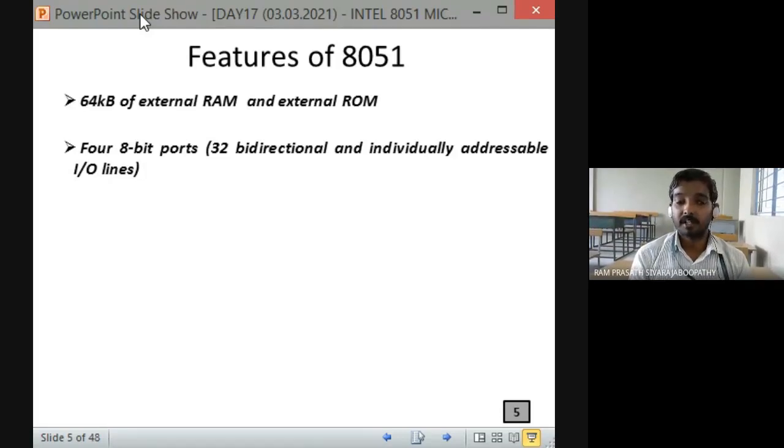Okay, to interface any input-output device, we need port pin. Correct? Yes or no? So for that, internally it is having the port circuit. There are 4 ports available in 8051 microcontroller. Okay, each port is 8-bit. So totally 32 pins we are having. The 32 bits are bidirectional and can be individually programmable.